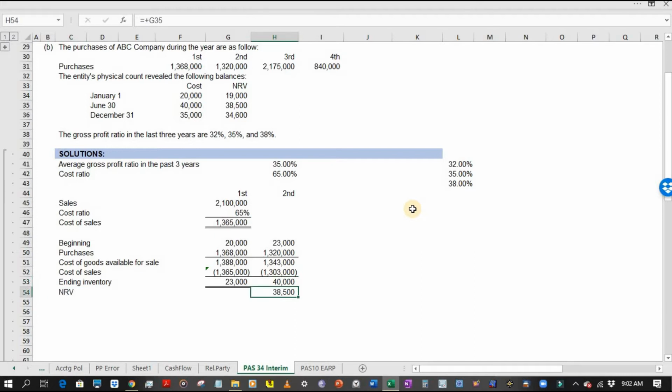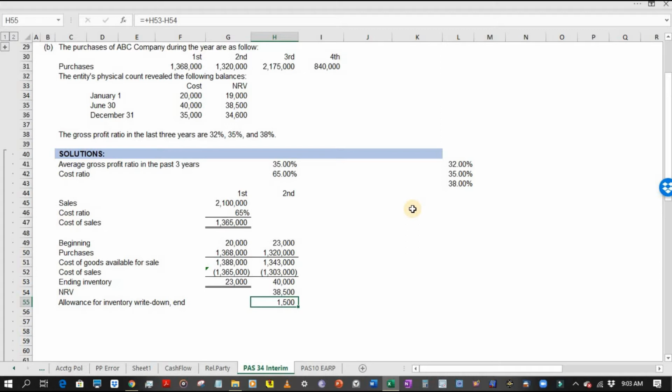So obviously, the amount that will appear in the statement of financial position is 38,500 pesos, and that is at the end of the second quarter. So we are going to get the difference between the two. So 40,000 pesos less 38,500, that is 1,500 pesos. And we are going to use the allowance method for the valuation of inventory.